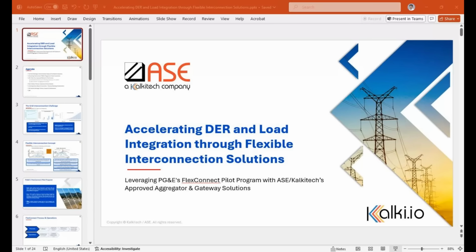Moving on. So the grid interconnection challenges. This slide sets the stage by illustrating the key challenges and trends impacting the grid today, particularly within PG&E territory.